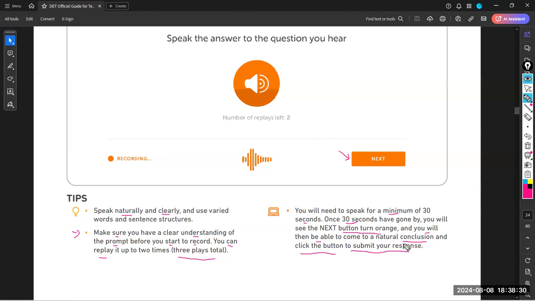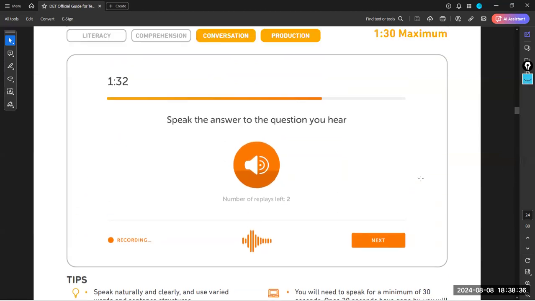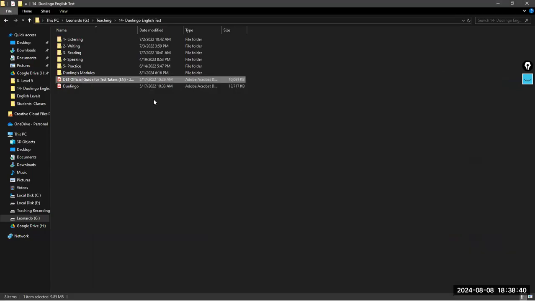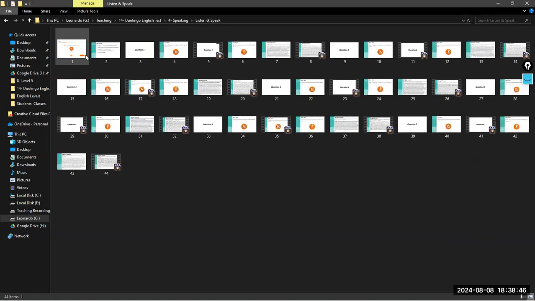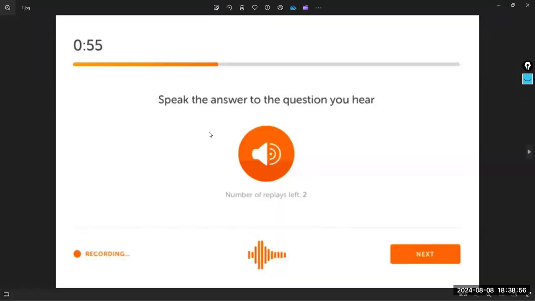Okay, so let me show you the key points. After that, we will start practicing. Let me open the file about listening and speaking. This is it. And let me show you the key points that I have to keep in mind. Approximately, they are the same, but let me recap. And after that, I have to start practicing.